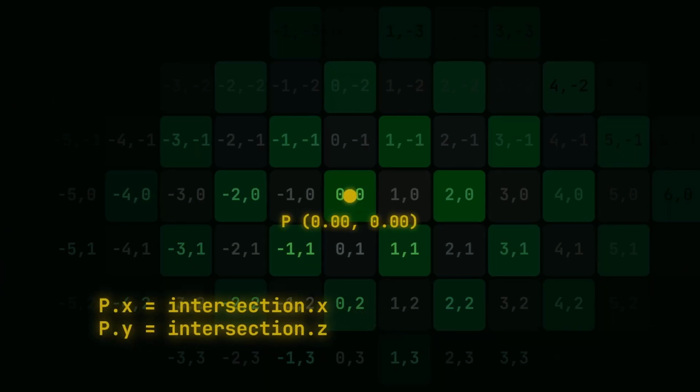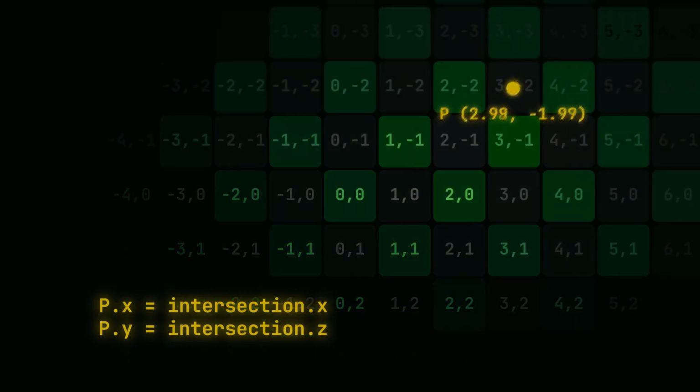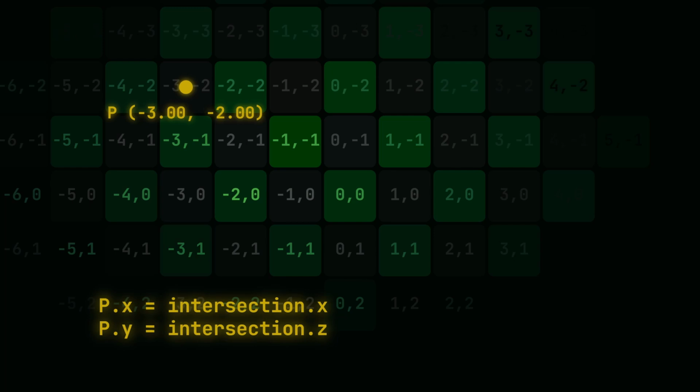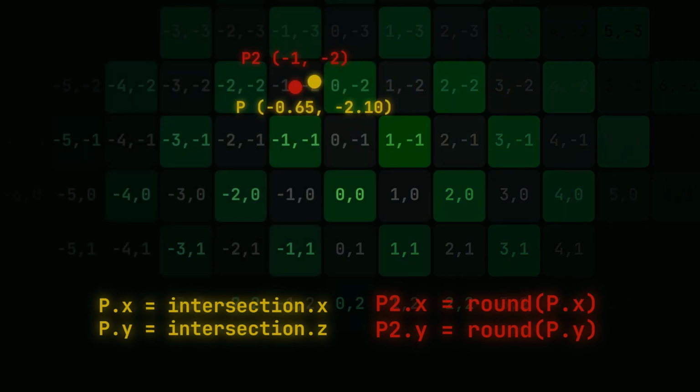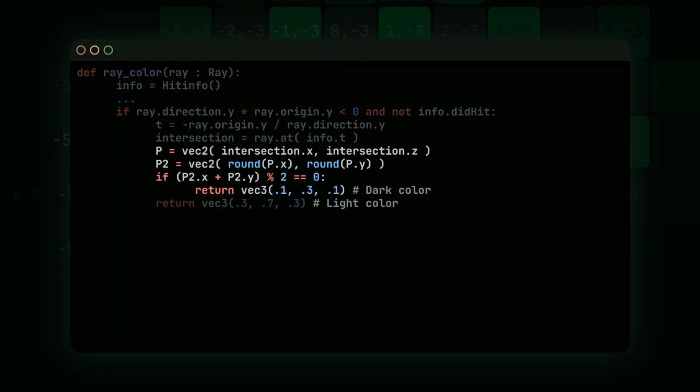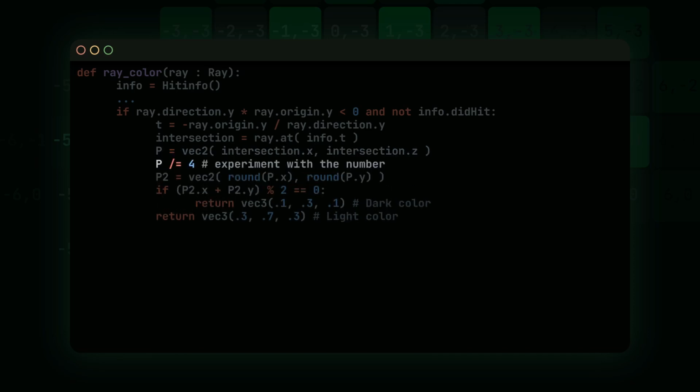At the moment we know where a ray intersects this plane. To draw that texture you saw in the beginning of the video, you can simply draw pixels if the sum of the point's x and z components is an even number. Let's code this. First, get rid of the intersection's y component. Then round the x and z components, and if their sum is an even number, return a dark pixel. To scale the grid, you can divide the point's x and z components by anything just before you round them.